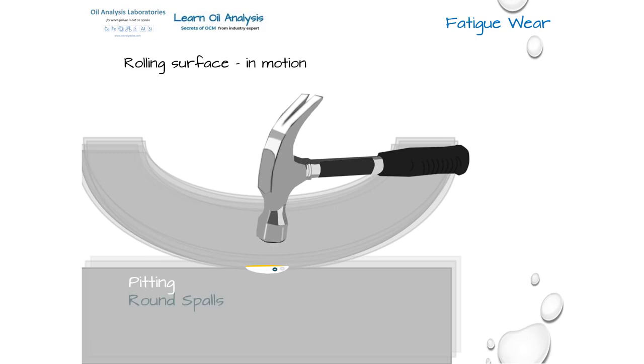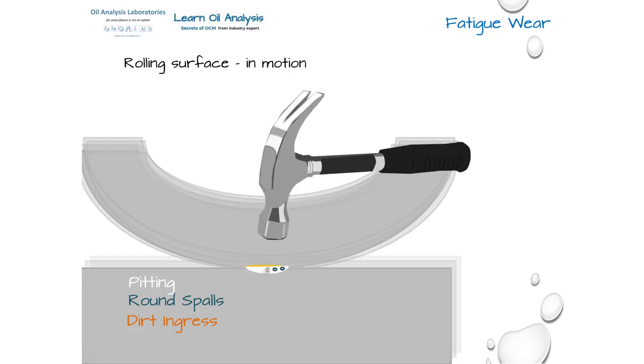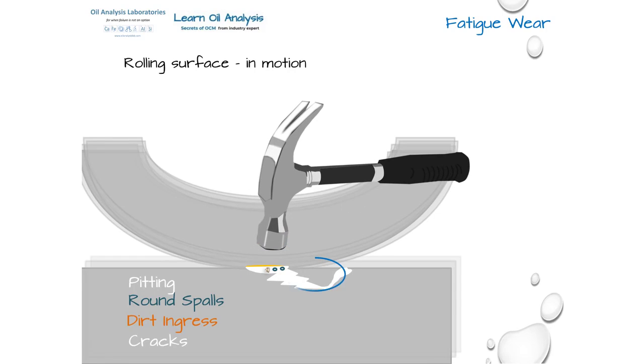This starts as pitting, which creates round metal spalls, a little like how if you keep rolling dough in your hands it becomes perfectly spherical, so are these spalls. These spalls, combined with any dirt ingress, are then hammered into the pit further and form a crack, and eventually a chunk breaks off.